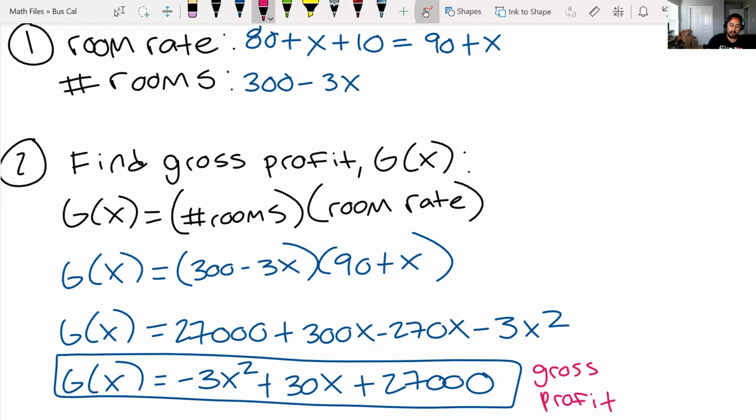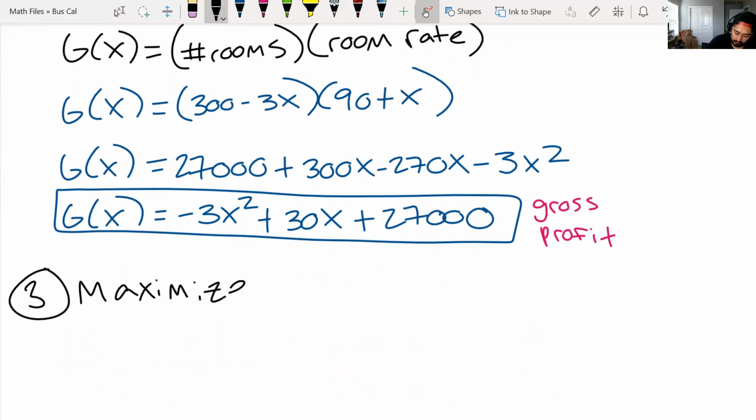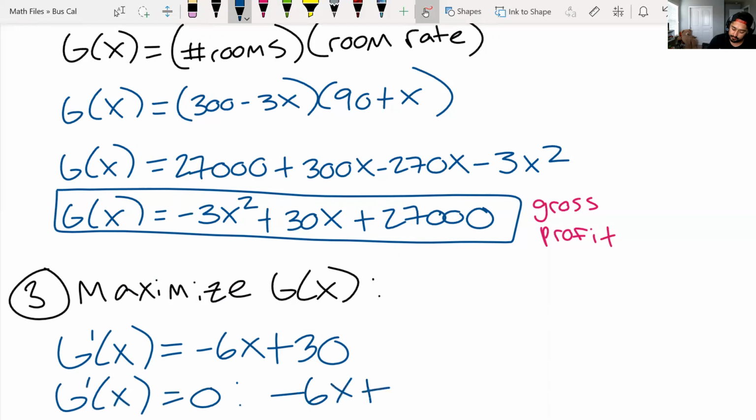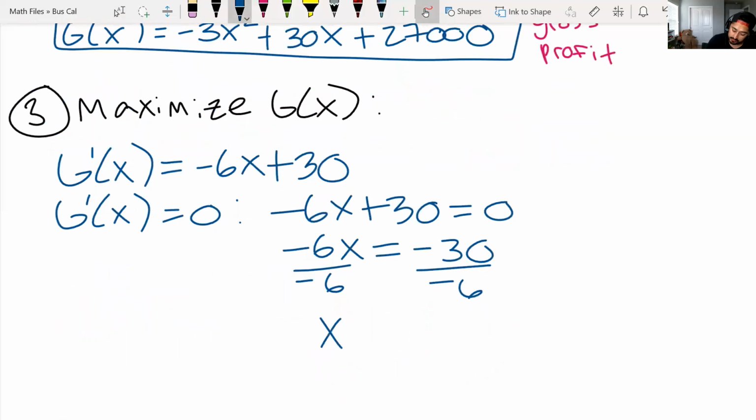There you go. Now guess what our next step is? Maximize gross profit. So take the derivative, g prime of x, which gives me negative 6x plus 30. Set gross profit equal to 0. Negative 6x plus 30 equals 0. Then solve for x. Negative 6x equals negative 30. Divide by negative 6, divide by negative 6. And x equals 5.